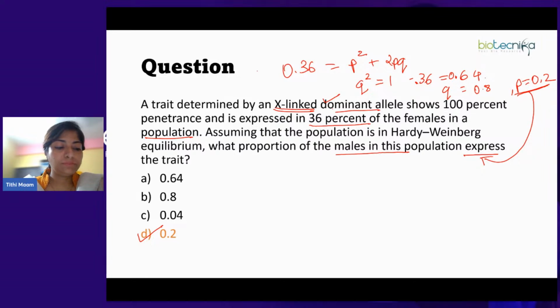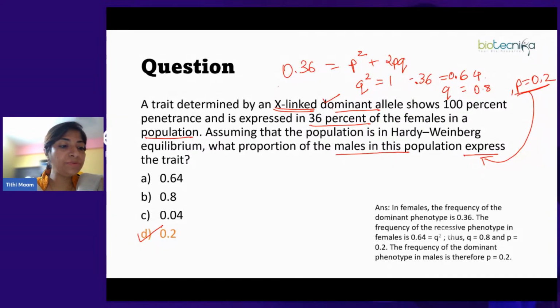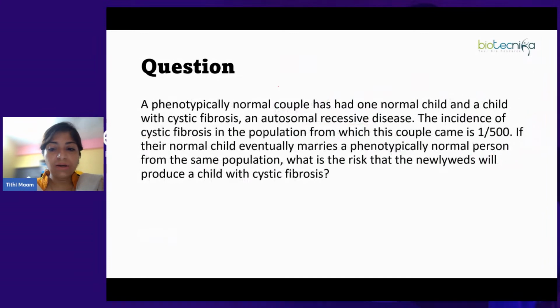Is it clear, everyone? Okay, excellent. So we have the last 3 minutes. Let's see. Quickly, we will try to solve one more question.